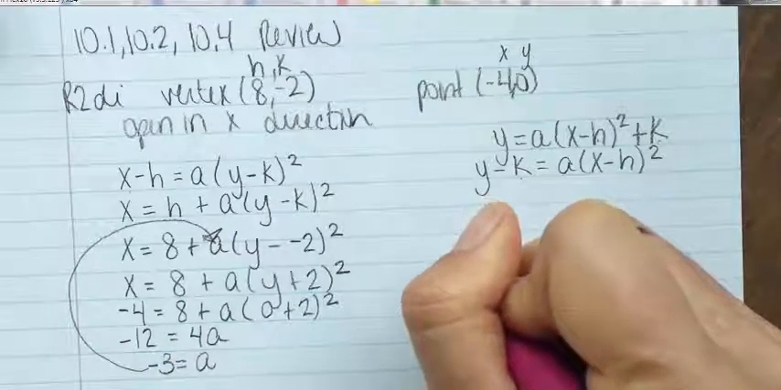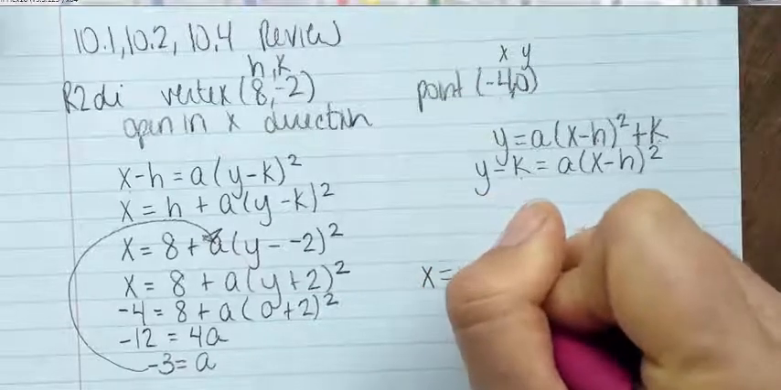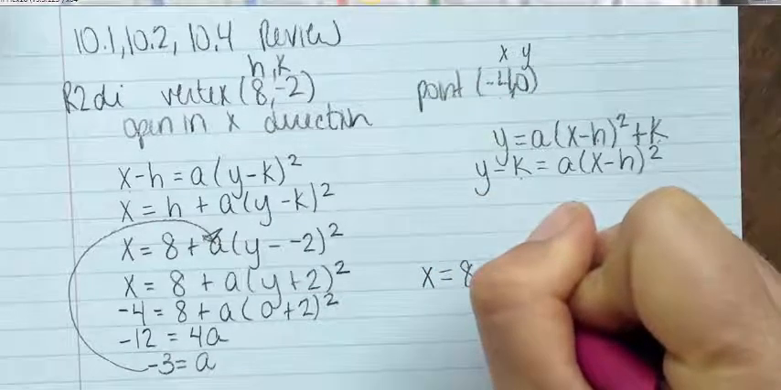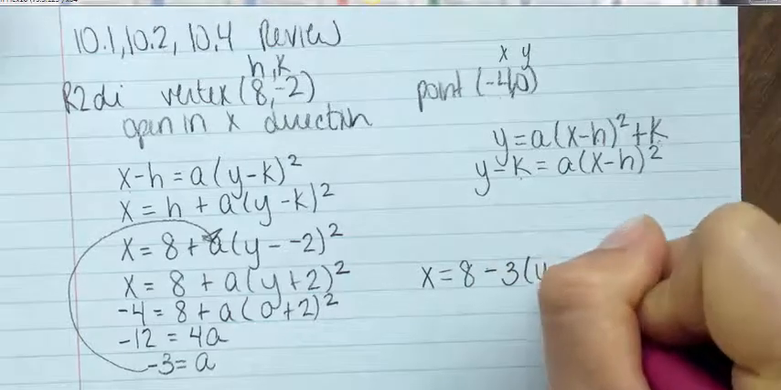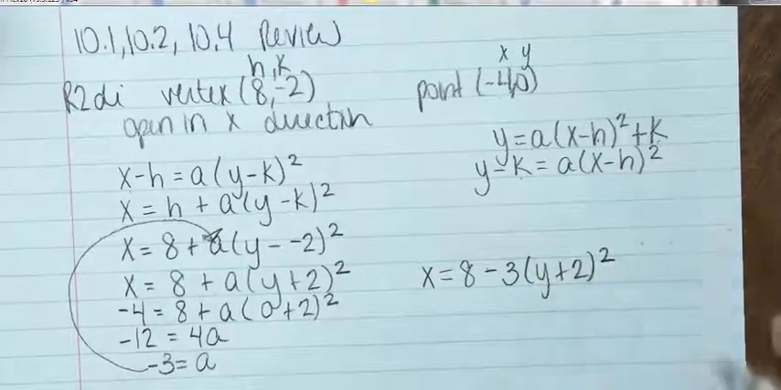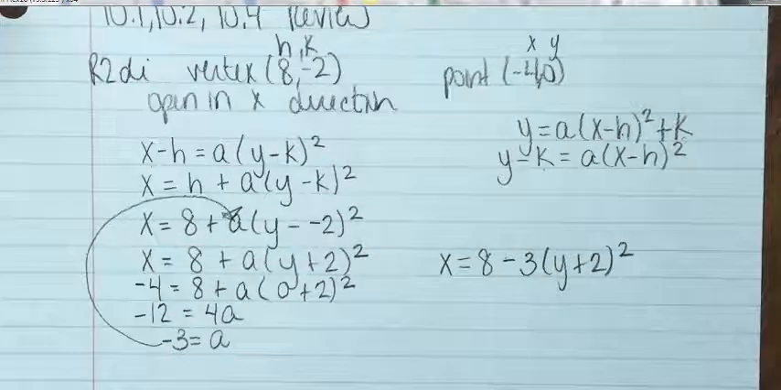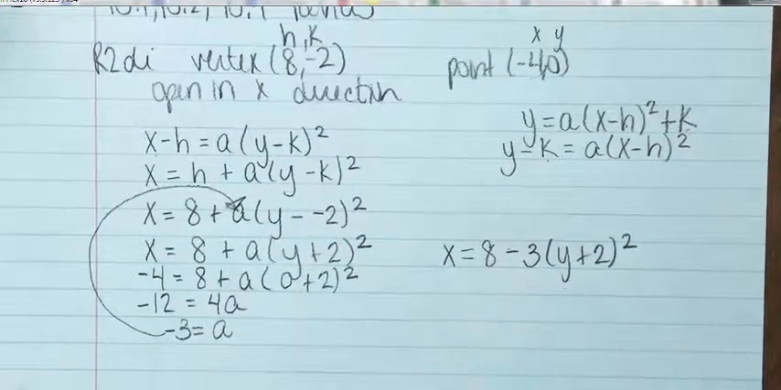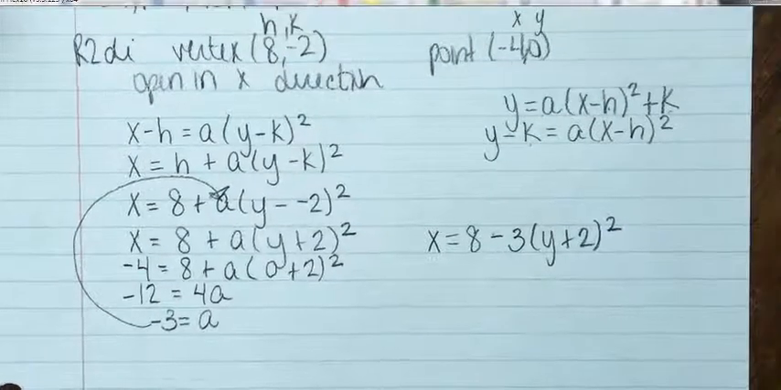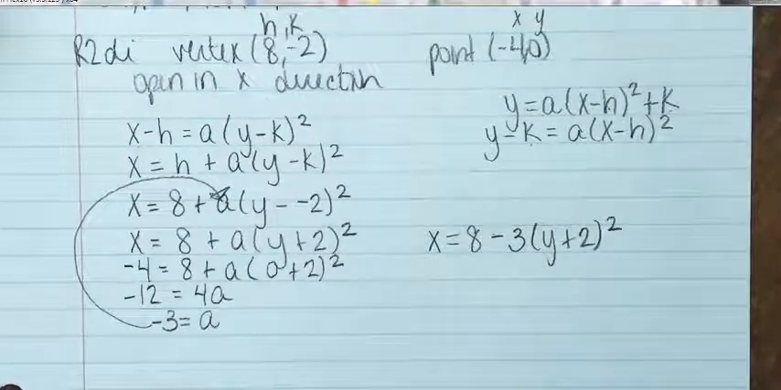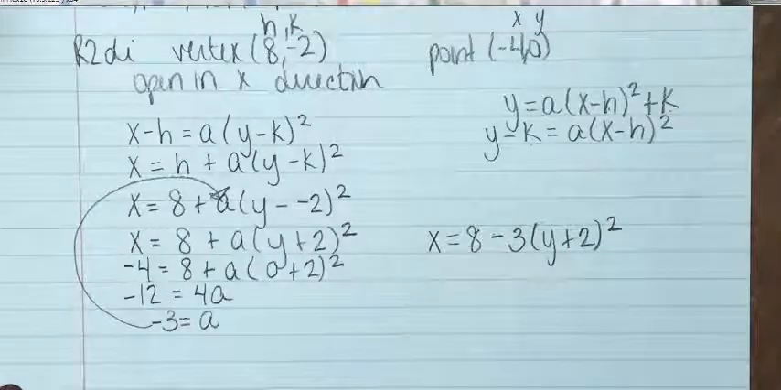So your final equation here is x equals 8 minus 3 times (y plus 2) squared. Now, you might say, well, this would be really challenging to check graphically. And that's true. You could solve it for y and get some crazy equations. I think you'd get plus or minus a square root, and you'd have to plug in a positive and a negative.